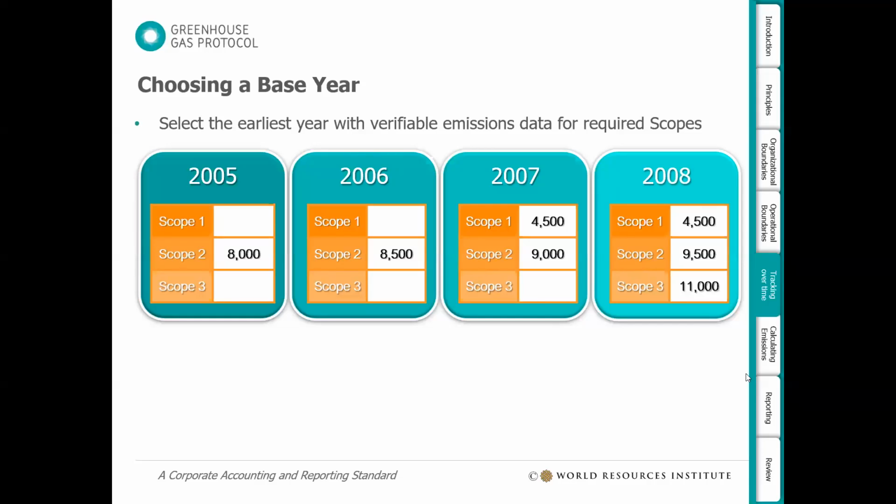I think an important point here is that if a company has a long history in reporting emissions, then it may make sense to use a more recent base year instead of the first year for which verifiable emissions data are available. So if a company had verifiable emissions data for 2005 for both scopes, as well as 2015, for example, that would clearly make sense to use 2015 as its base year.